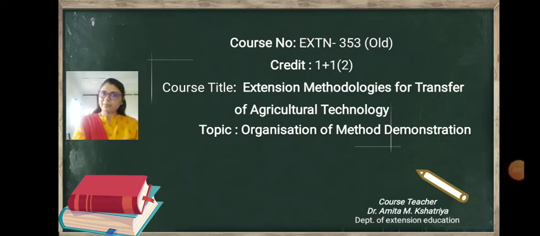Welcome to our class today. The course number is Extension 353, credit 1 plus 1, that is 2. The course title is Extension Methodologies for Transfer of Agriculture Technology. Today we are going to discuss practical exercise number 2, organization of method demonstration.